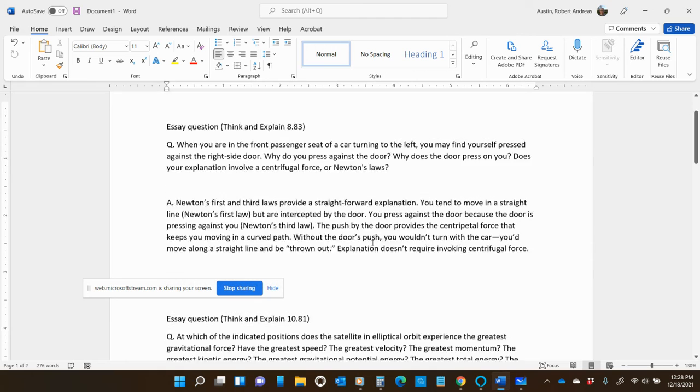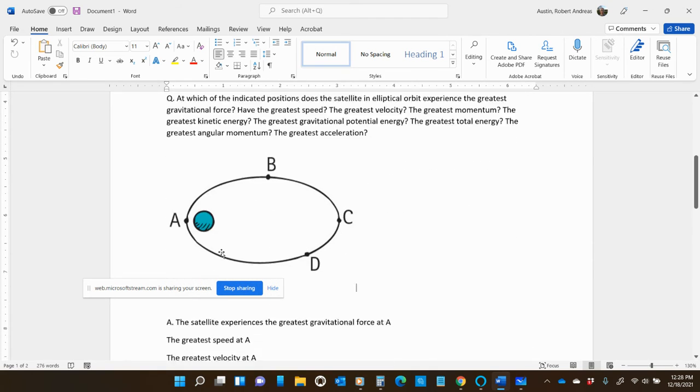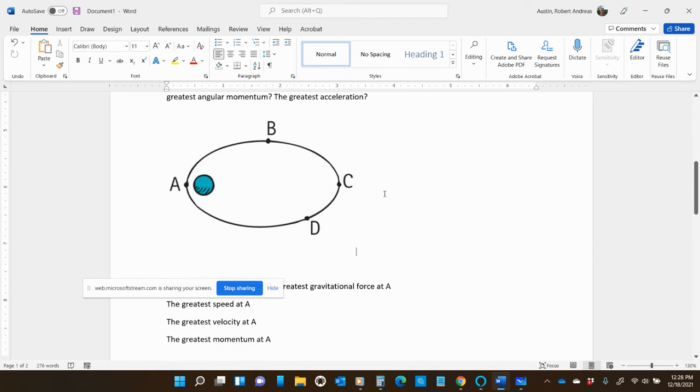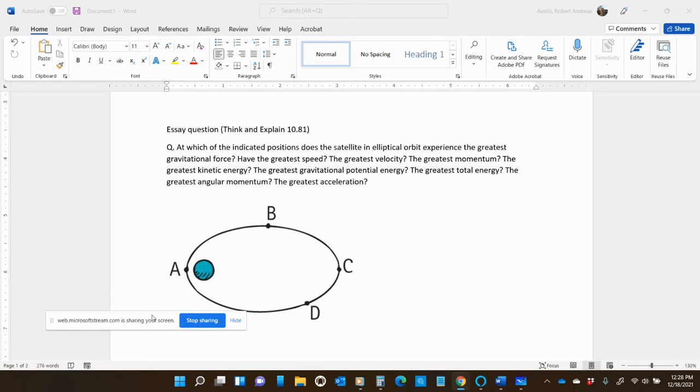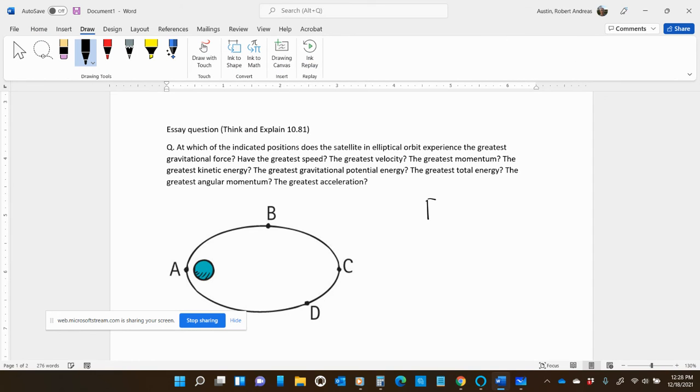And the other one was about the orbit. If a planet's orbiting an elliptical path, it asks all these questions. Where is the force of gravity the greatest? Well, we know the magnitude of the force of gravity is given by this expression. And it's biggest when r is the smallest. So the force of gravity will be the biggest at point A.